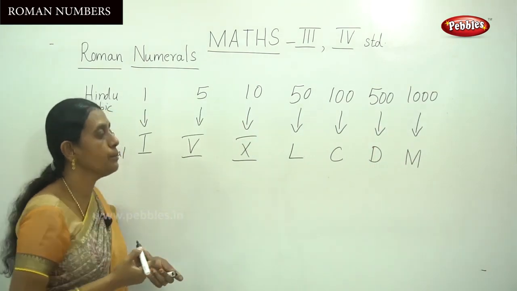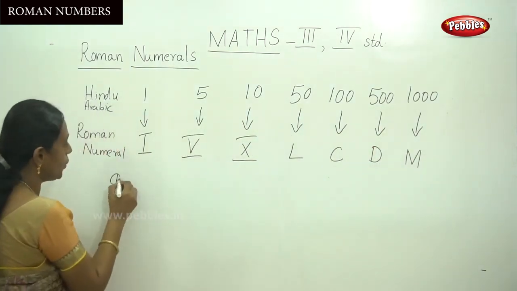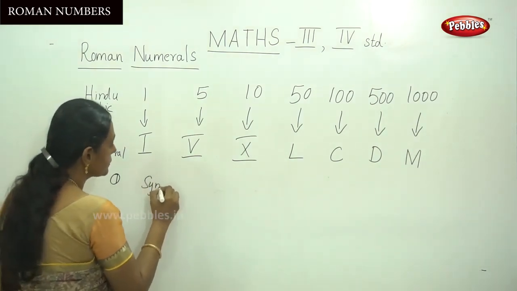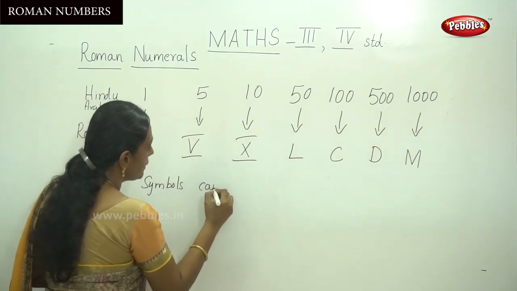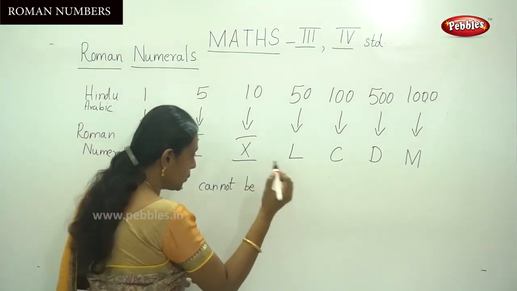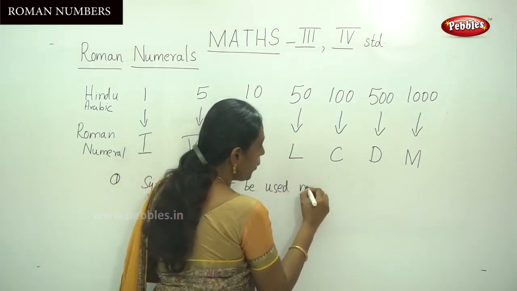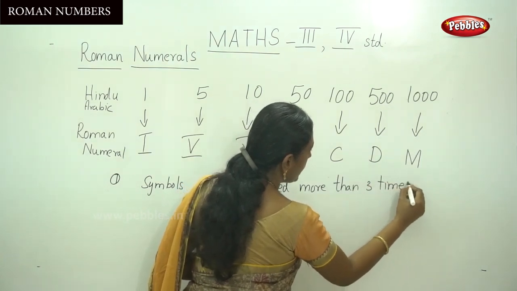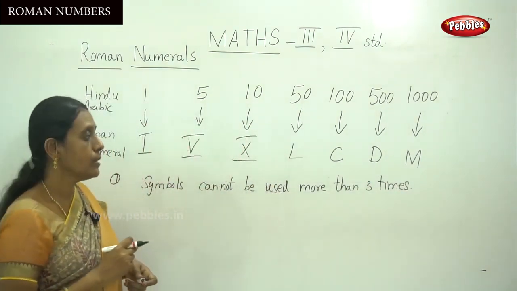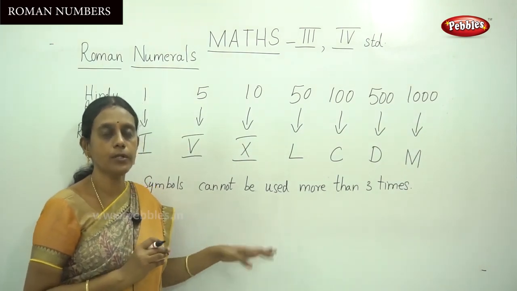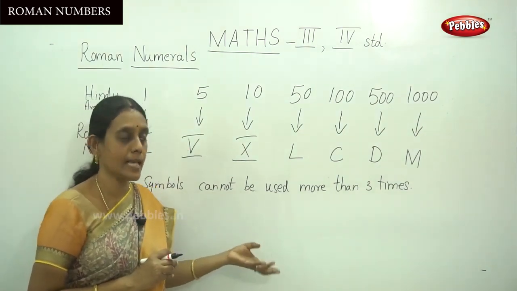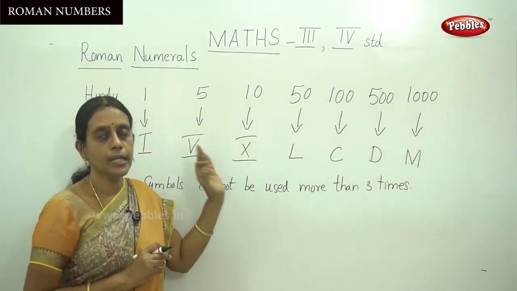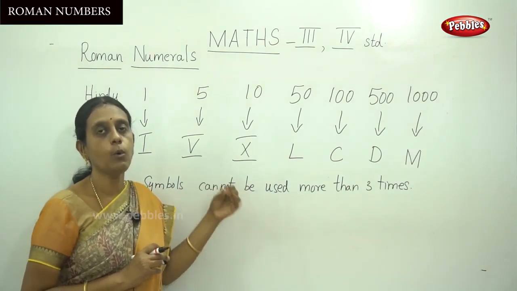And 3 important tips. The first rule is that symbols cannot be used more than 3 times. So that is why for 30 we put only 3 Xs. For 40, again we change the sign to XL. Can you understand this rule? You can use the symbol only 3 times; you can't repeat it more than 3 times.